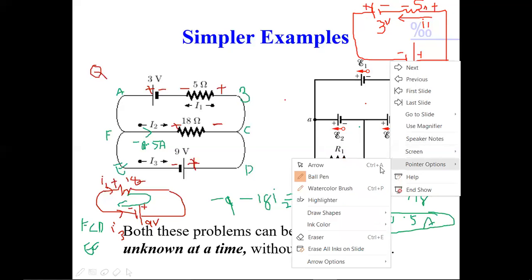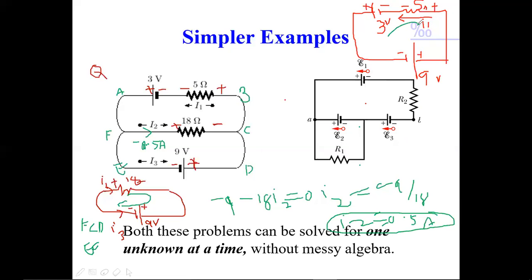I'm using a different color. Right. This is the loop, always clockwise. Now let me write the loop equation for this, A, B, D, and E. I'm writing the loop equation for the A, B, D, E, A loop.